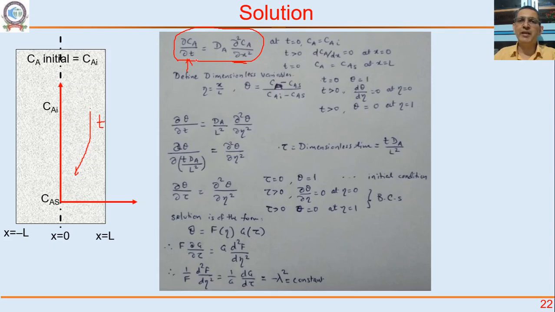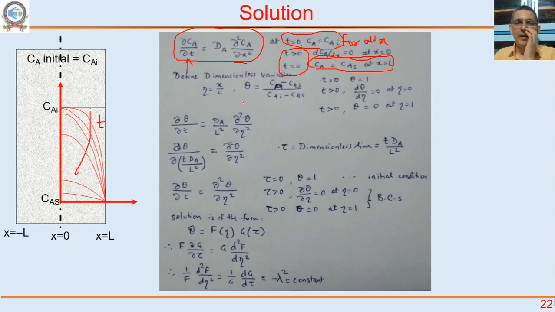I need one initial condition with respect to time, that is t equal to 0, Ca everywhere is equal to Cai. This is for all x. It is one dimensional diffusion, transient, unsteady state. Boundary condition with respect to x, for all t greater than 0, dCa by dx is 0 at x equal to 0. Symmetry condition. Ca is equal to Cas at x equal to L.